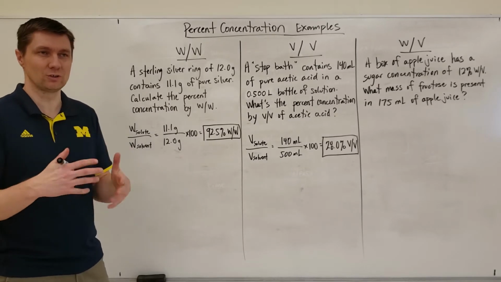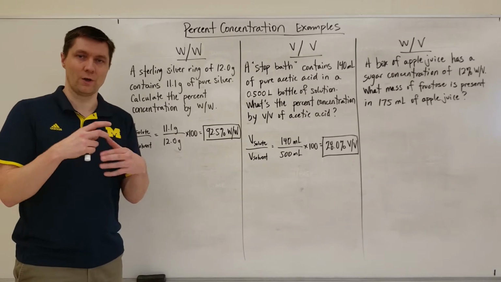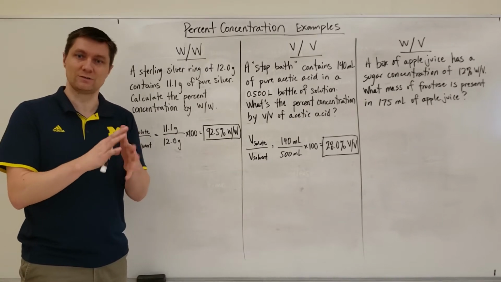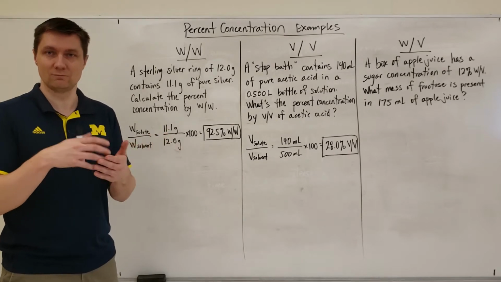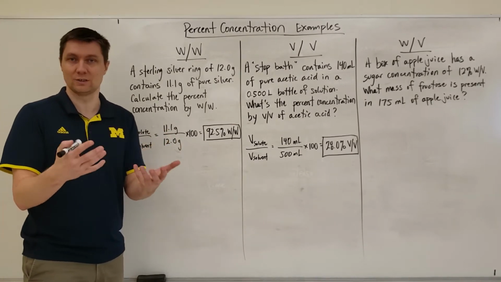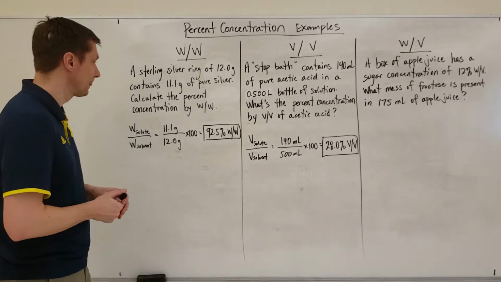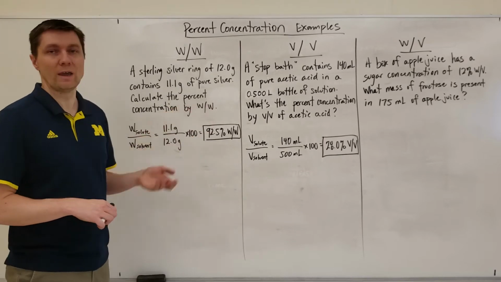So when they make these sterling silver rings, they'll melt the pure silver in with other metals, mix it all together so you can't see the different parts, so a solution. And then they cool it down so that it hardens into a metal ring. And so you can calculate the percent concentration of this in a weight to weight ratio.